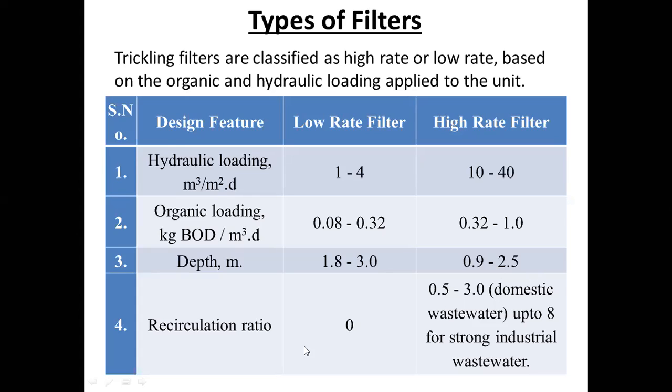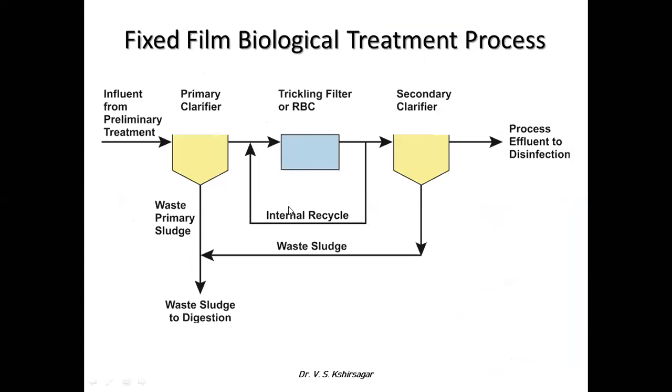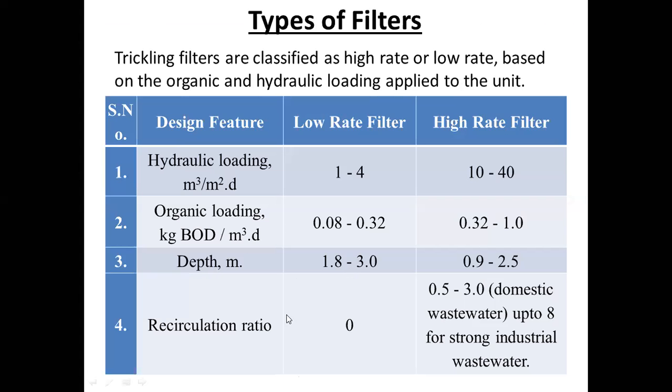And a very important difference between these two that you should note down is the recirculation ratio. We saw what is meant by recirculation here: a recirculation of sewage you are going to do in a trickling filter. There is no requirement for it in a low rate trickling filter, and in a high rate trickling filter it should be in the range of 0.5 to 3, up to 8 for strong industrial wastewater. It will depend upon the quality of sewage applied to the particular treatment plant.